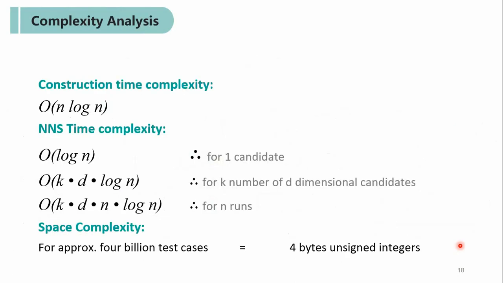Talking about complexity analysis of the proposed method, the construction time complexity of the graph is n log n, and the nearest neighbor search time complexity for one candidate is log n, and for k candidates and d-dimensional input domain, and for n runs it also is log linear or quasi-linear. For storage complexity, it takes only 4 bytes unsigned integers to accommodate 4 billion test cases.